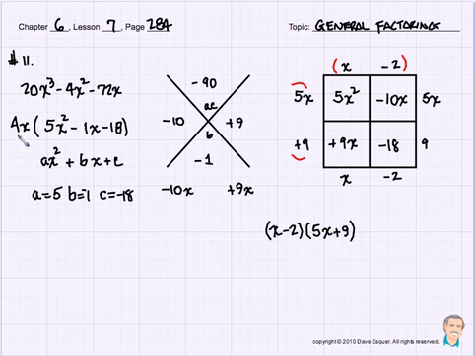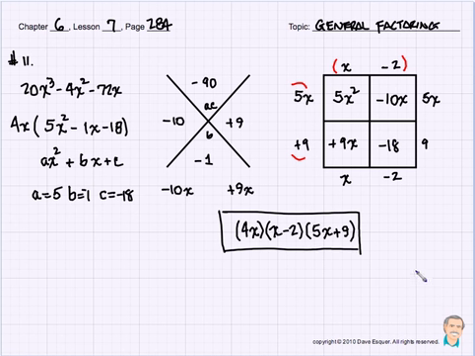Now, don't forget, we have to add this 4x that we had factored out in the beginning. So let's bring that into our mix and stick that in here as well. So those are the factors for our polynomial 20x cubed minus 4x squared minus 72x. And there they are, 4x, x minus 2, and 5x plus 9.